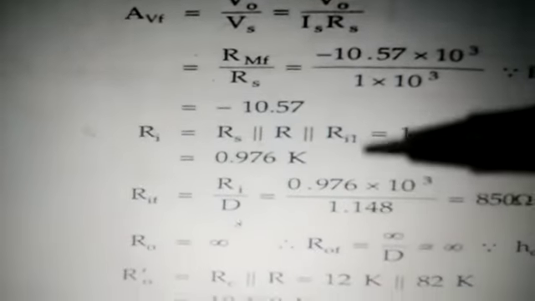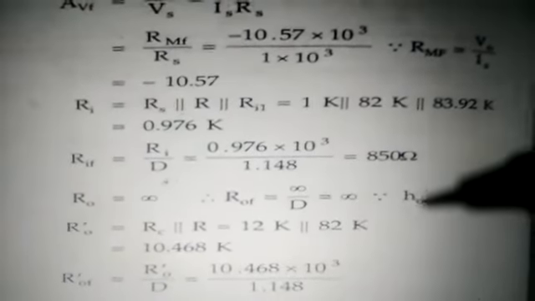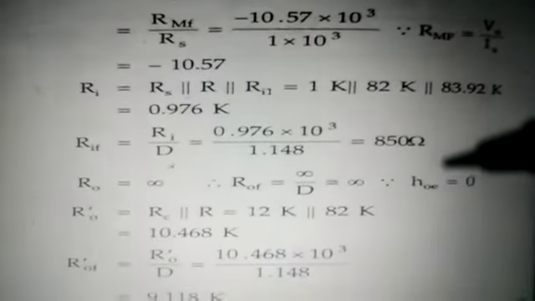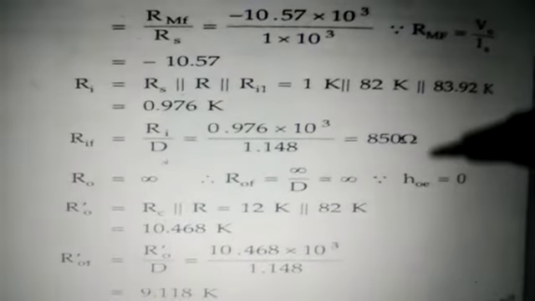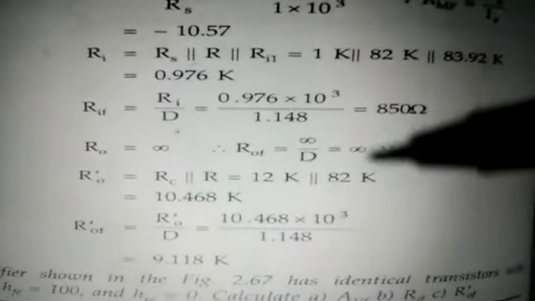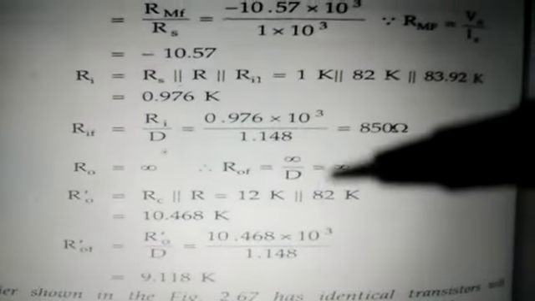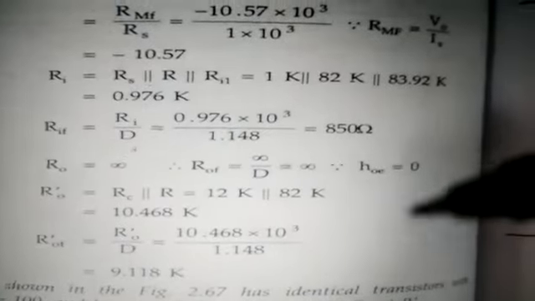And finally you can calculate Ri, Rs parallel to R parallel to Ri1, this value, and Rif is equal to Ri by D according to the factor. So this can be calculated as 50 ohms. Output resistance is infinite. Output resistance with feedback is infinite by D, that is also infinite.